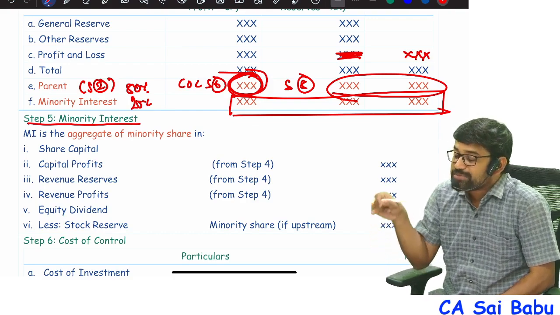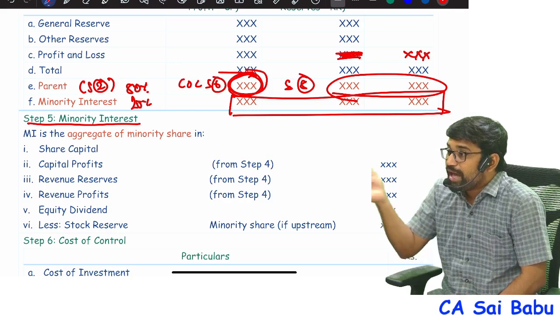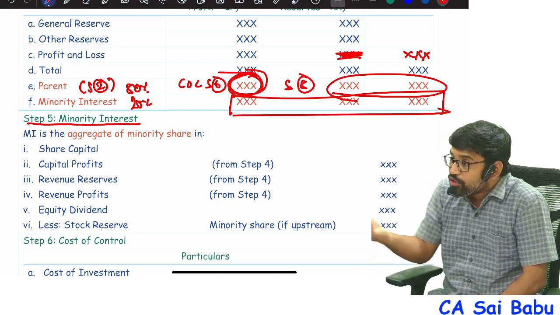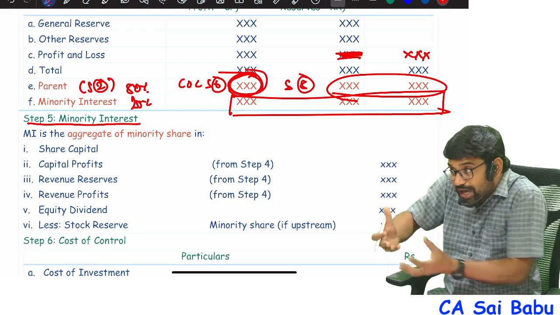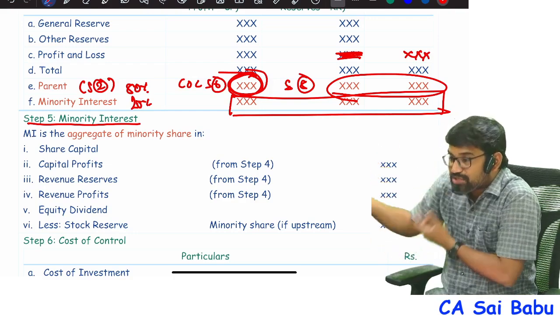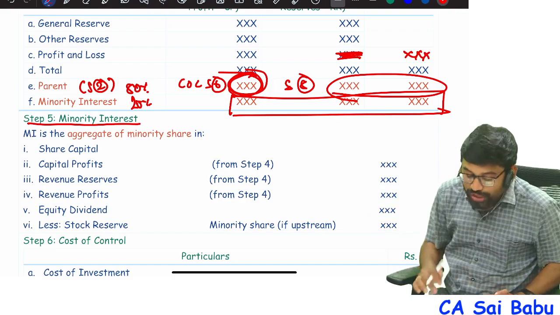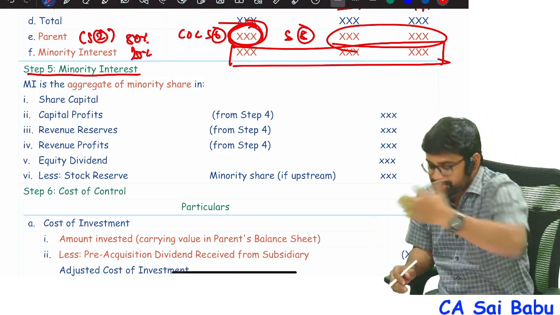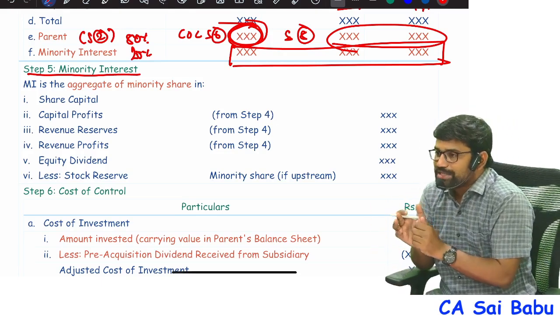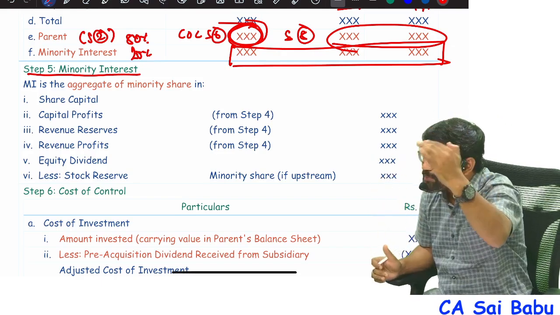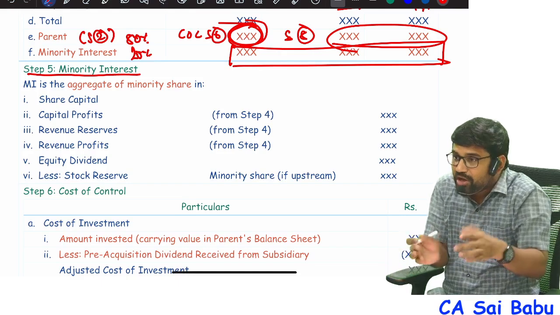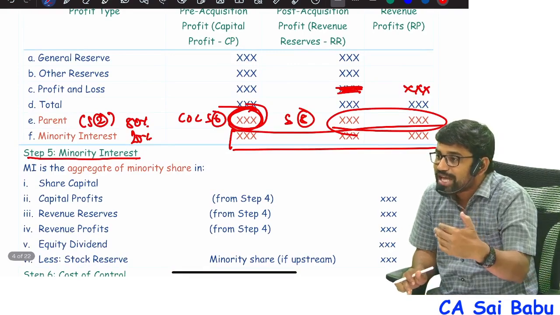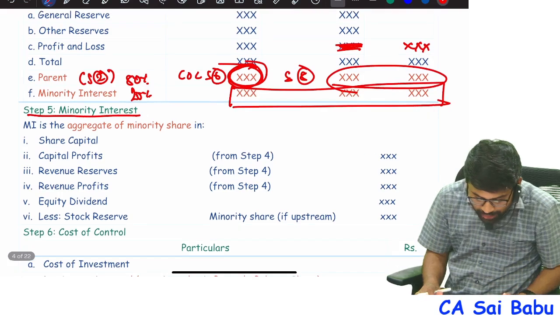Why do we recognize minority interest? Because the parent company is consolidating 100%, even though we don't hold 100%. Therefore, the share held by the minority shareholders, we need to recognize. So, how to calculate minority interest? Simple: net assets into minority percentage. Net assets can be ascertained in two ways, either assets minus liabilities or share capital plus reserves and surplus. Here, reserves and surplus are already divided into pre and post. So, in the pre and post acquisition profits, what is the share of the minority interest? So, you add to minority shareholders.